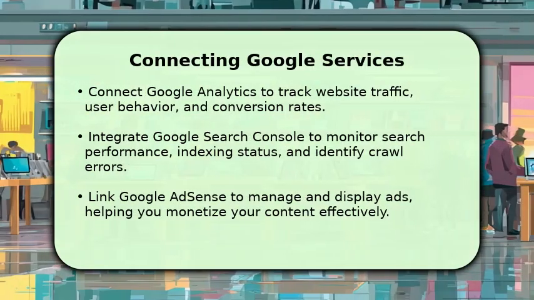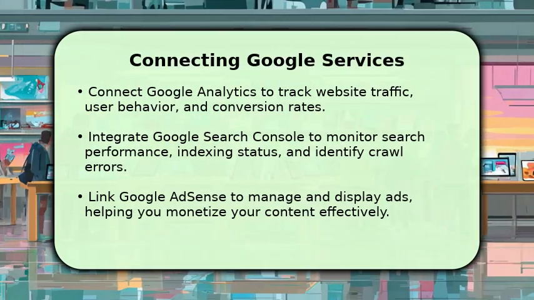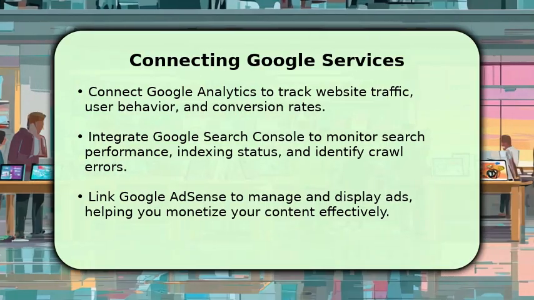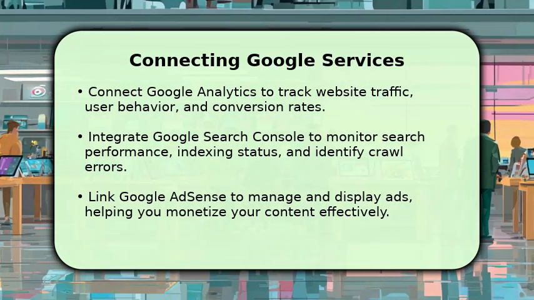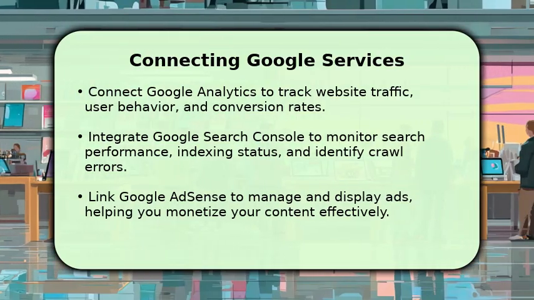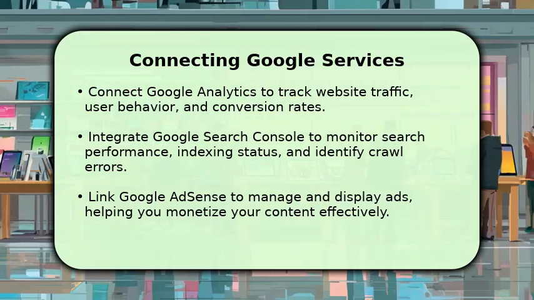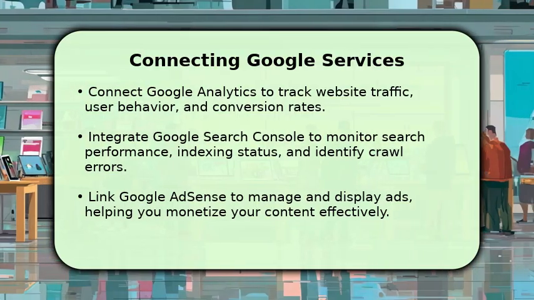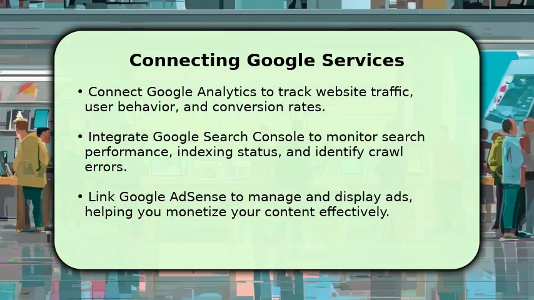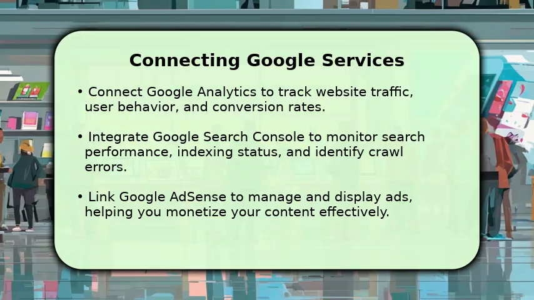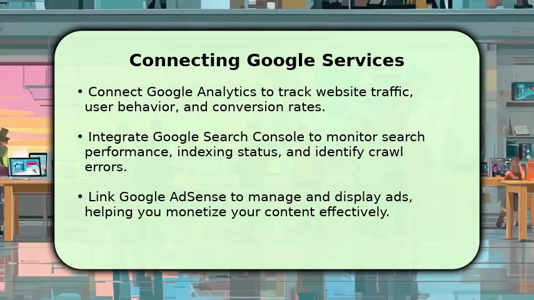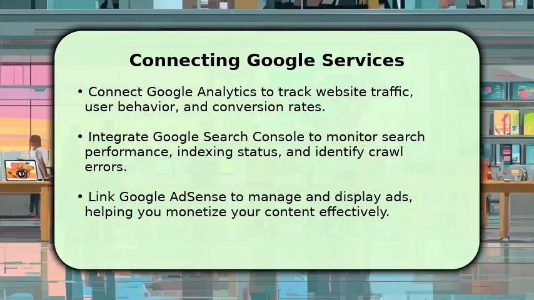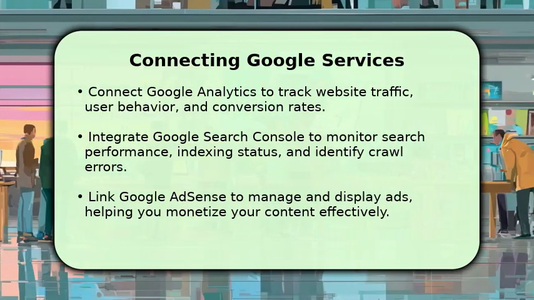After the initial setup, Sitekit guides you through connecting essential Google services. You can easily link Google Analytics to understand your audience, Google Search Console to monitor search visibility, and Google AdSense for monetization. Additionally, integrate page speed insights to evaluate your site's loading performance. Connecting these services provides a comprehensive view of your website's health and user engagement, all within one convenient dashboard.